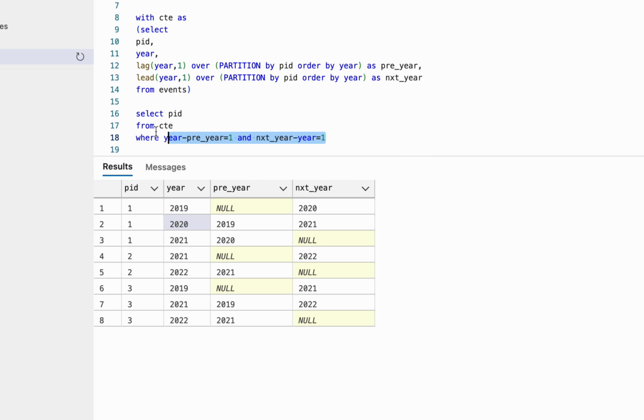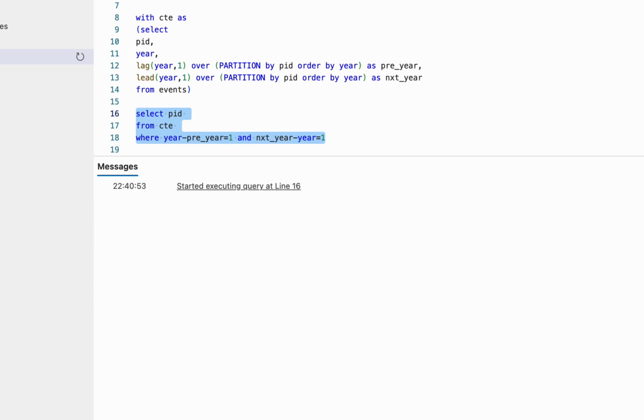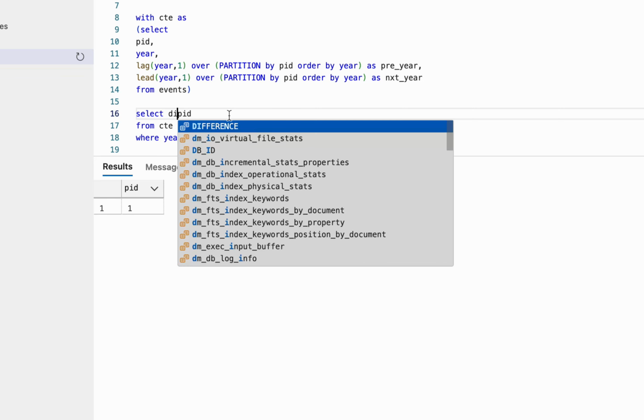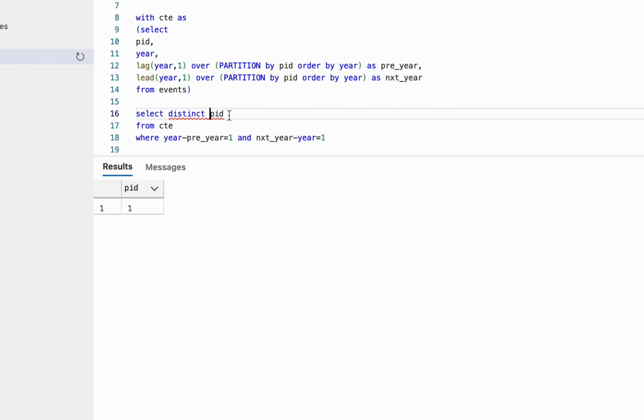So we want only these rows. Let's run this. We have some issue because we have to run this entire query. Now you can see we have the PID, and because there can be some instances where we have duplicate PIDs, instead of just using PID, use distinct. Let's run this again. So you can see this is our output, and this is how we can solve this problem.